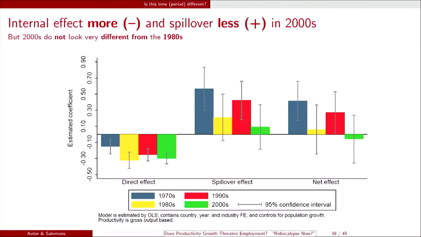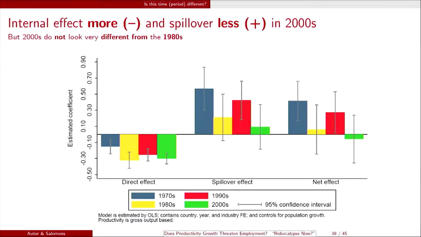However, if you compare the 70s, which is the blue bar, the 80s, the yellow bar, the 90s, the red bar, and 2000s, the green bar, the spillover effects appear more modest. And in fact, the net effect is weakly negative for the period of 2000 to 2007. So there's some evidence that the virtuous relationship between productivity growth and employment growth has broken down. However, I will note that the 1980s, the yellow bar, also had a smaller spillover effect. So this period doesn't look especially different from the 1980s.